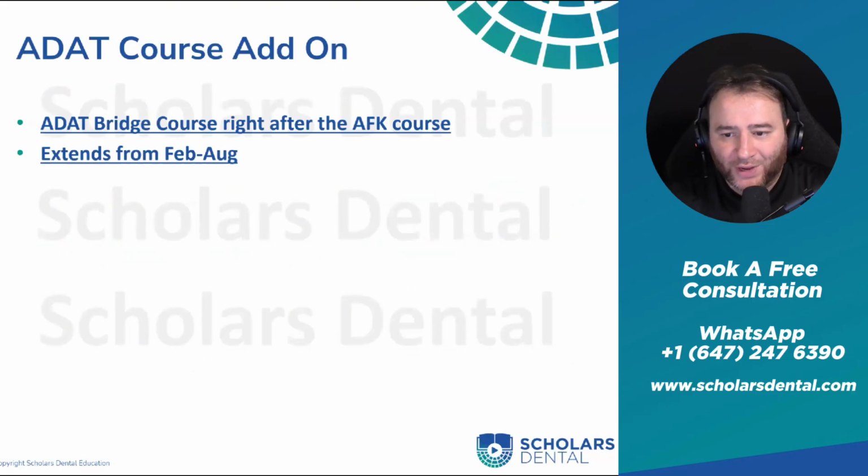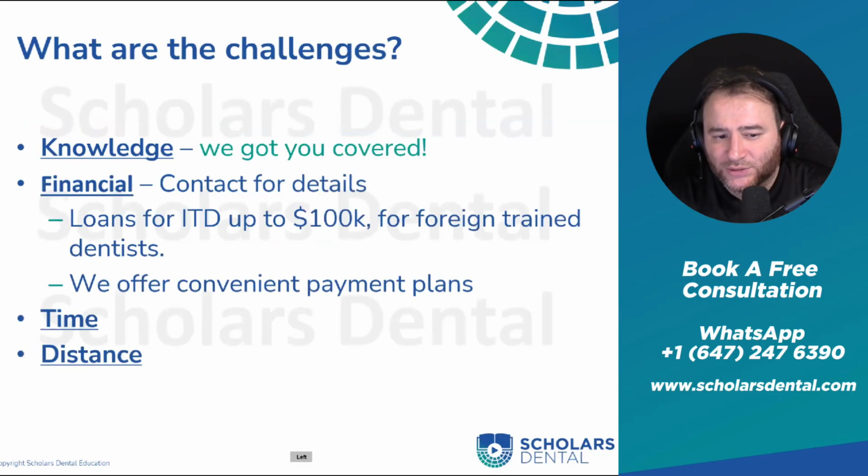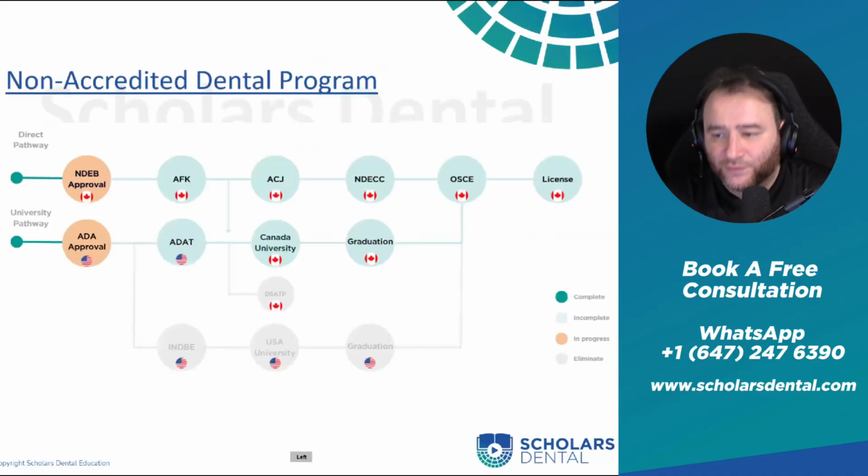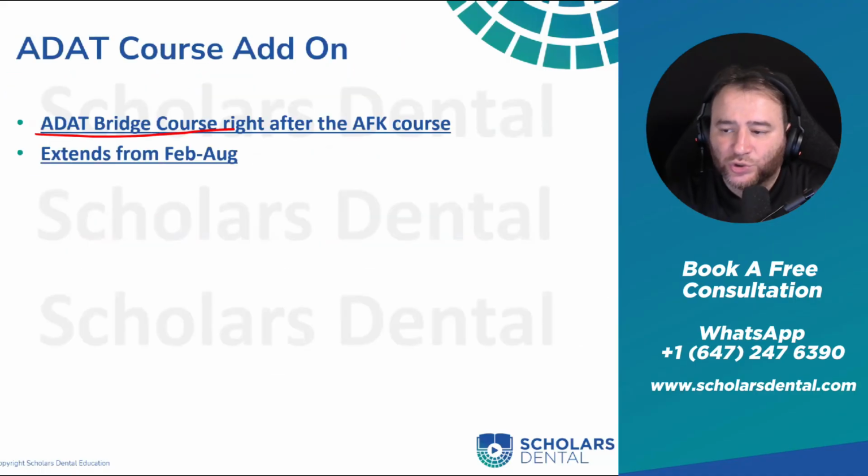What we have at Scholars is an ADAT bridge course. So this makes it more efficient for our students. When they take the AFK course, they don't have to repeat most of that knowledge. We already take into consideration that they studied the AFK, so they have 80%. So what we do is we give them a bridging 2-month course, which is only the new stuff that they need to know for ADAT, which also is more cost friendly and that way more efficient for you.